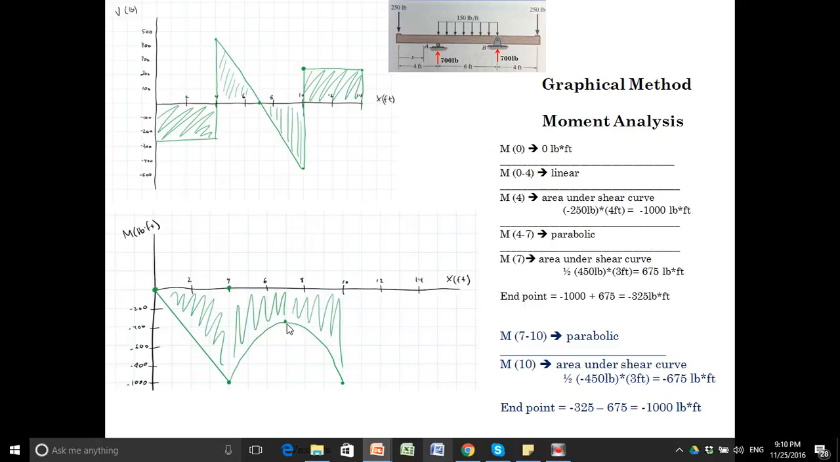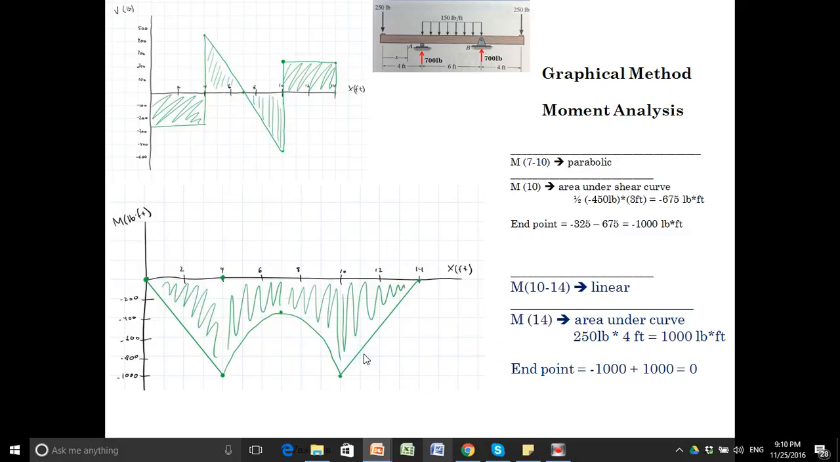For the next portion, we know that our starting point is negative 325. We take the area under this curve now, and that's negative 675. So starting point negative 325, minus 675, so our ending point is negative 1000. And once again, because this is linear, this must be parabolic. The area under this curve is getting progressively larger, so the area under the moment curve must also get progressively larger, and that's how we know that the parabola looks like this.